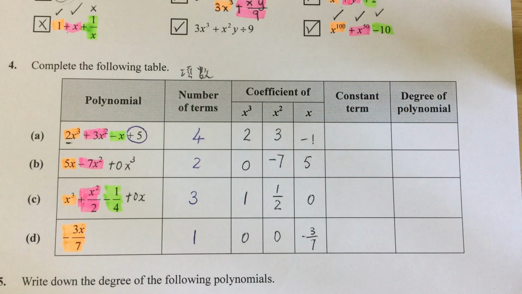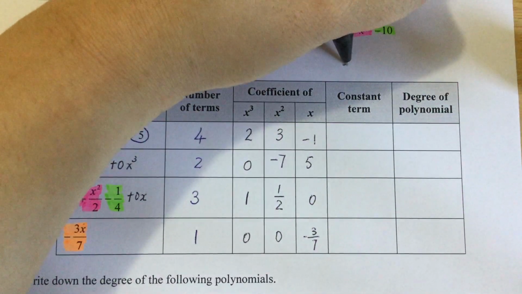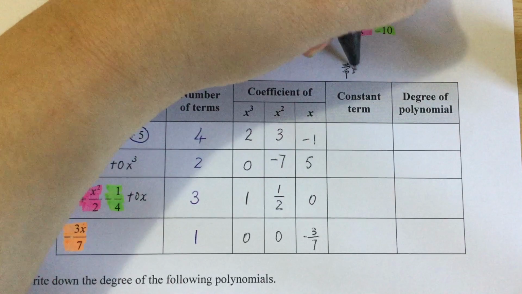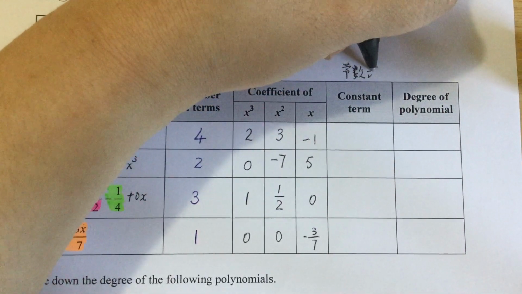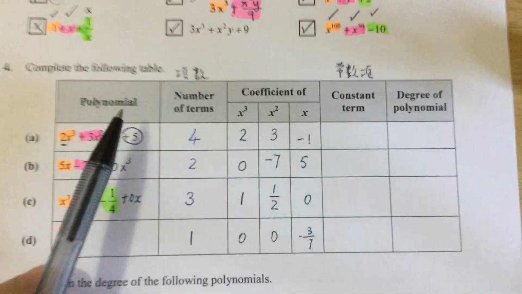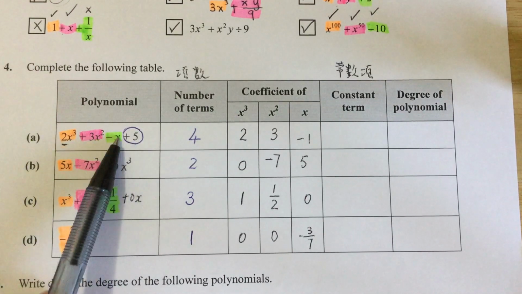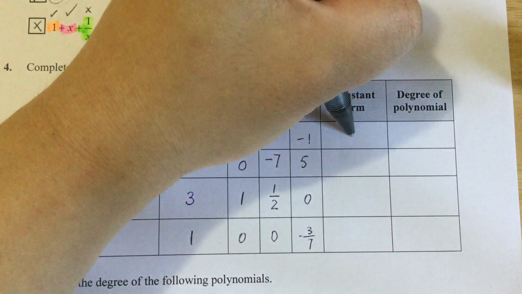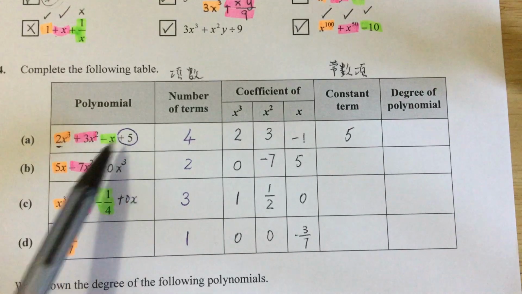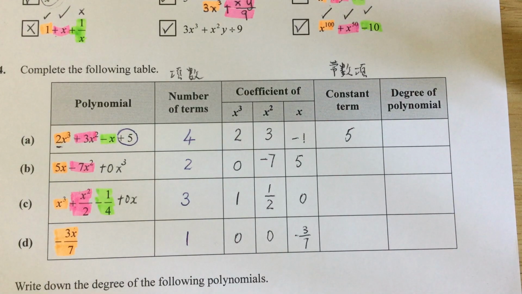And now we'll go to the constant term. Constant term in Chinese is called 乘數項. That means the number in the polynomial, we are going to write it down here. For example, we have positive 5 here, so we will write down 5 for the constant term. That means we are going to write every number here. So I will give you 15 seconds. Please write down the constant term for part B to part D.